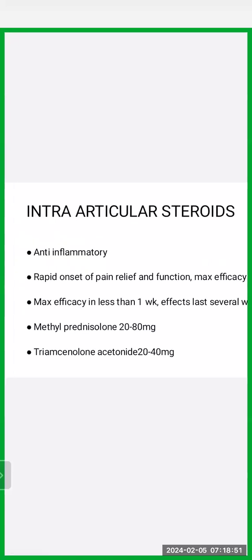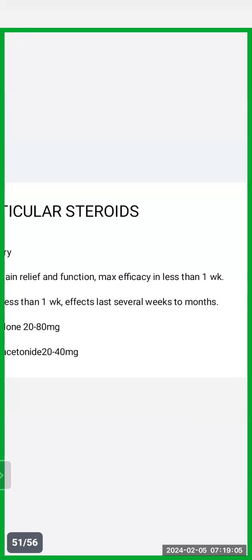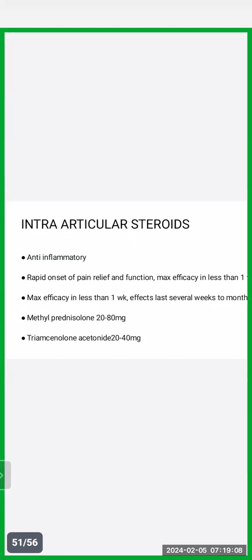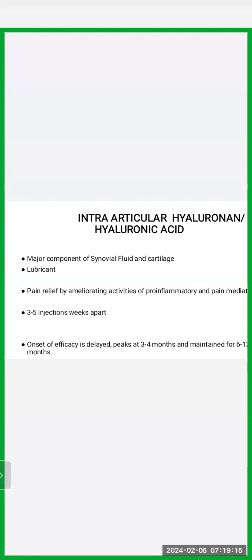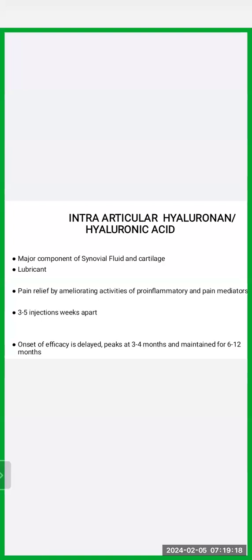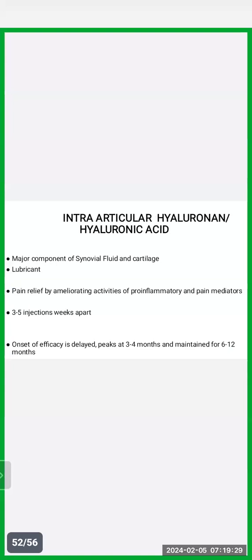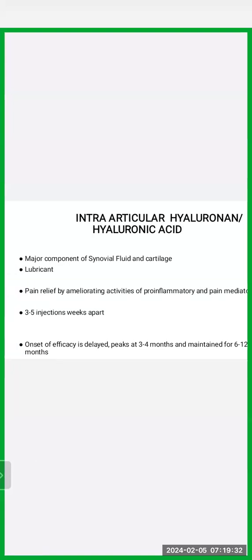For intra-articular steroid injections, the mechanism of action of the steroid is based on its anti-inflammatory role. It has a rapid onset of action, and maximum efficacy is achieved within less than a week. Methylprednisolone or triamcinolone are the drugs employed there. Intra-articular hyaluronic acid is a major component of synovial fluid and cartilage. It serves as a lubricant and has a role in pain relief by ameliorating the activities of inflammatory and pain mediators. It's given as 3 to 5 injections a week apart. The onset of efficacy is delayed, peaking at 3 to 4 months and maintained for 3 to 12 months.